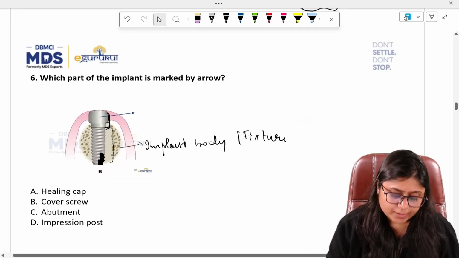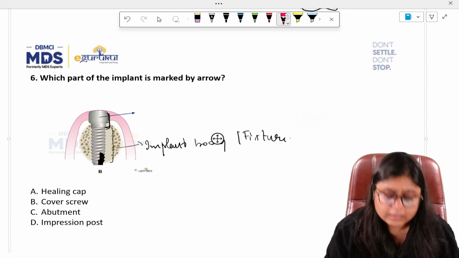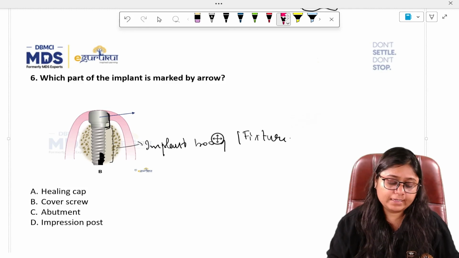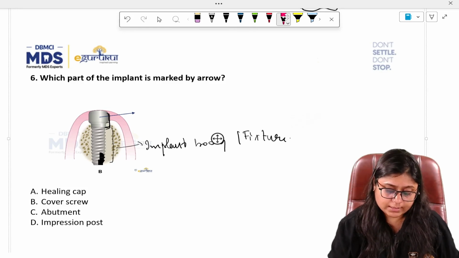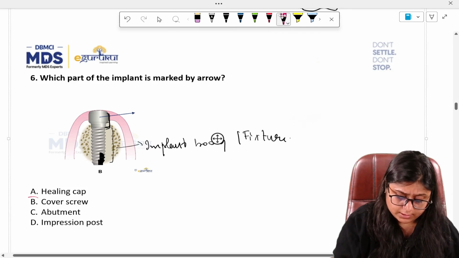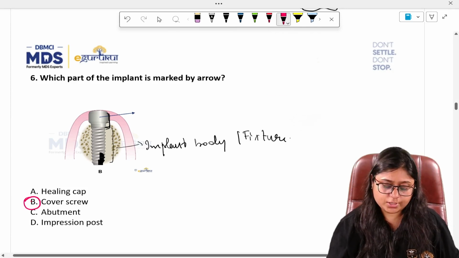Now in this picture you can see that this part is completely inside the tissue, right? It is completely covered by the gingiva. So this is what? This is a cover screw. This is a cover screw. The answer to this question is B.